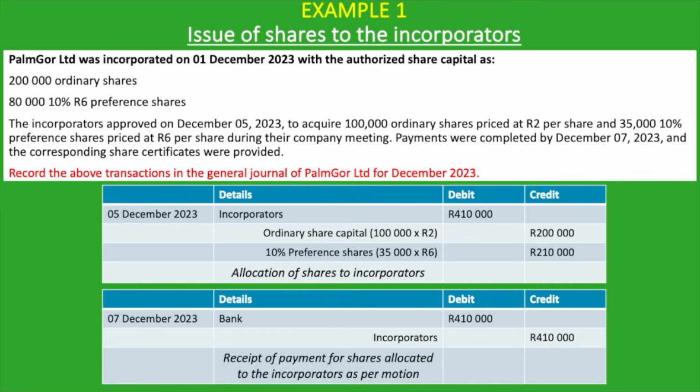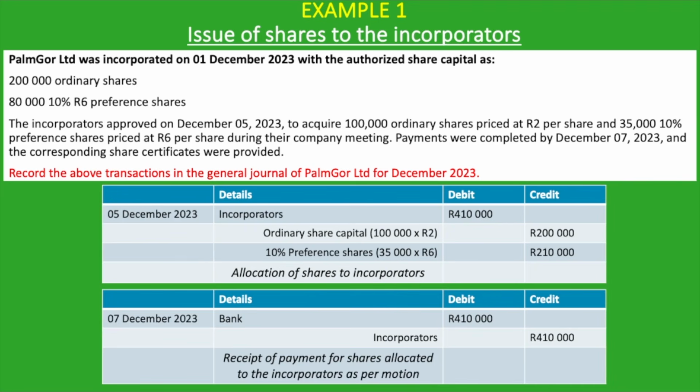Now, in a scenario where they are paying you on the same day that the shares are approved to be given to them, meaning that we're receiving the money on the 5th of December, the same date that the shares are approved for them, then instead of debiting incorporators on the first journal entry, we'll just debit bank, and then credit our ordinary share capital and our preference shares. That means we won't have a second journal entry, because the payment would have been received on the exact same date. Otherwise, in that scenario, you could also have the 2 journal entries, but the date is going to be exactly the same.